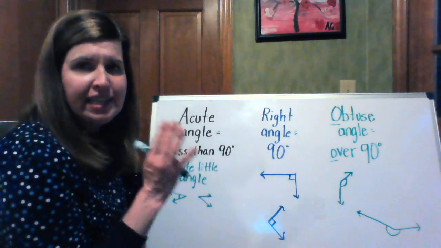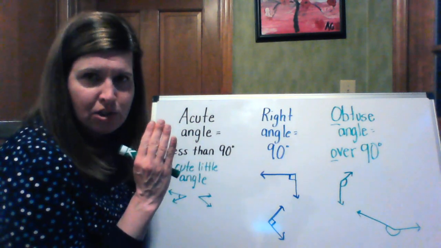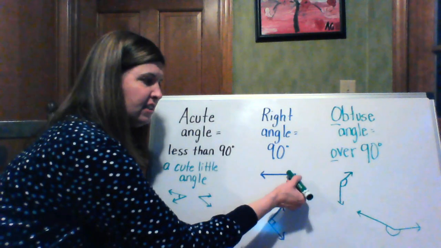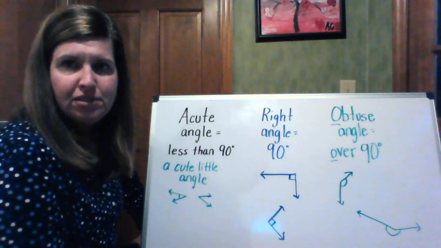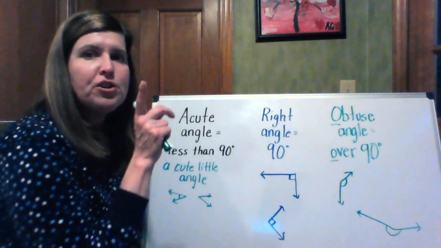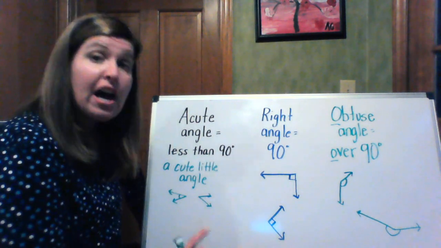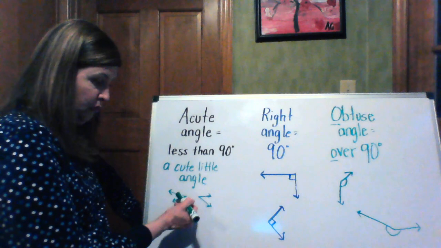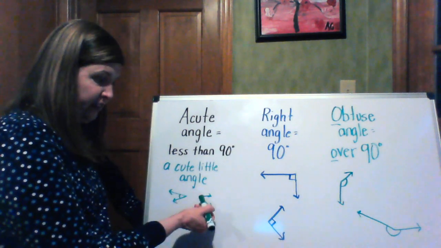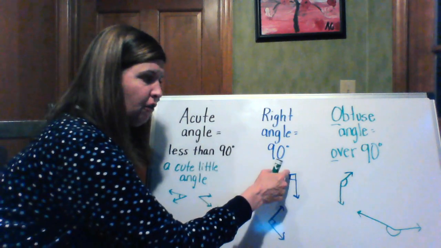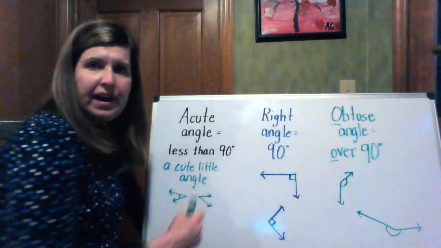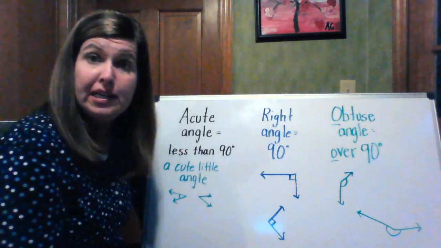And here's a hint: you'll see a little square here that says it's 90 degrees. So if you're not sure and you see that square, you know that it's 90 degrees. Other angles are usually shown with a curved line to measure the angle, but right angles are usually shown by having that little square right there and saying that it's 90 degrees.